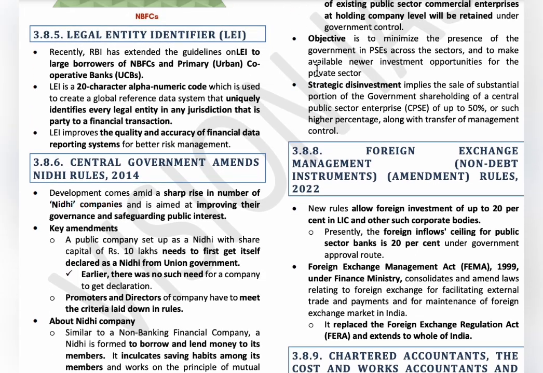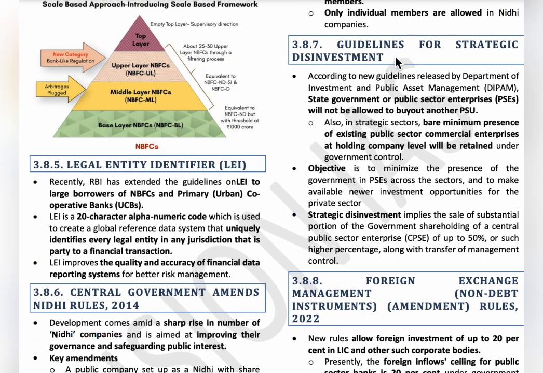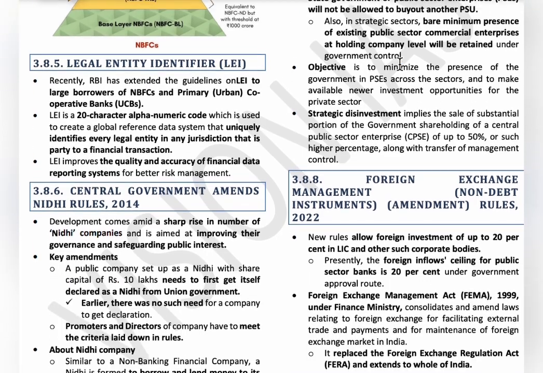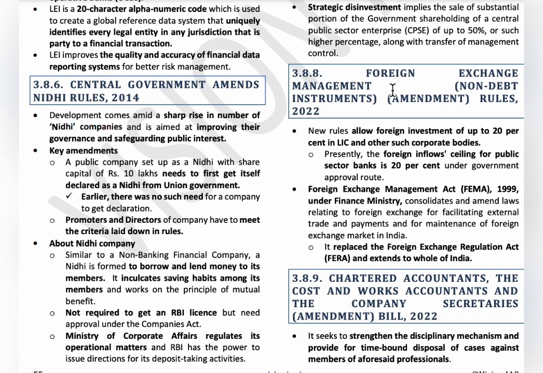The next topic is guidelines on strategic disinvestment. So strategic disinvestment means selling of government land or transfer of management control where the government has more than 50% share. So that is regarding the strategic disinvestment. The next topic is foreign exchange management rules 2022. These rules are framed to regulate the foreign exchange rate and foreign investment in India.